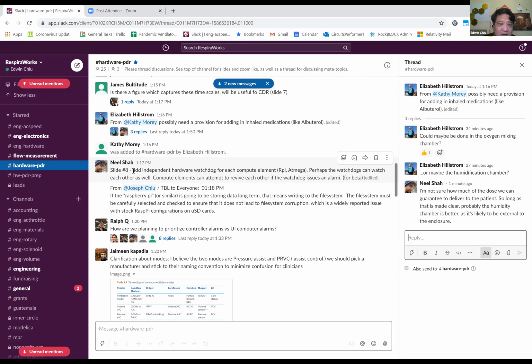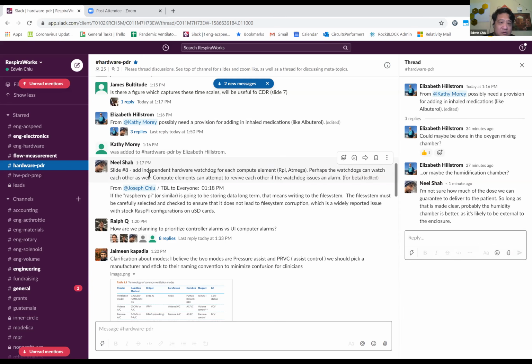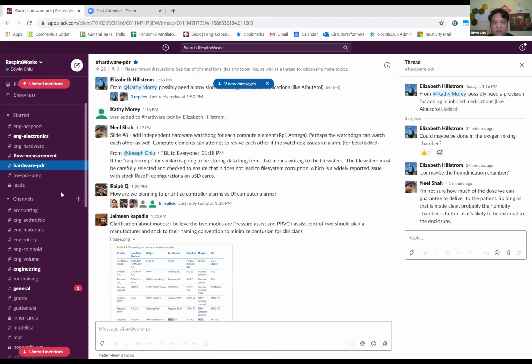Neil says on slide 8, add independent hardware watchdog for each compute element. Perhaps the watchdogs can watch each other as well. So yeah, it's definitely possible to get just a single chip, and that chip itself is a completely self-contained watchdog machine, which will raise an alarm if it doesn't receive a reset signal. So it's basically a countdown timer. And if you don't reset that timer every X number of milliseconds, it will raise an alarm. So it's easy enough to just put one of these chips on each of the compute units instead of having the compute units watch each other.